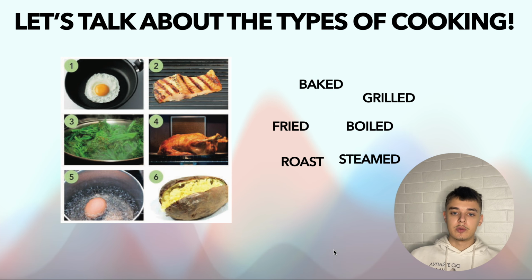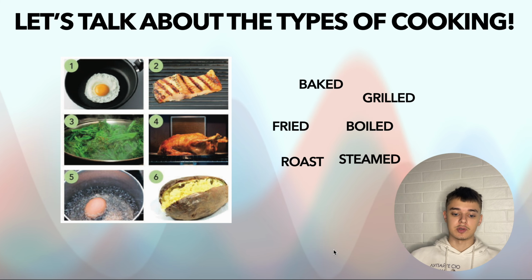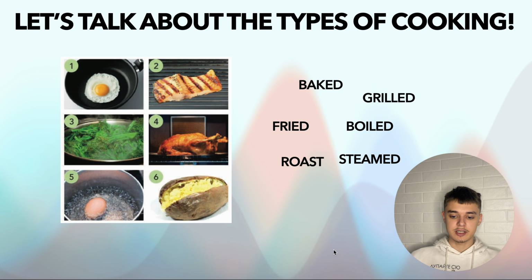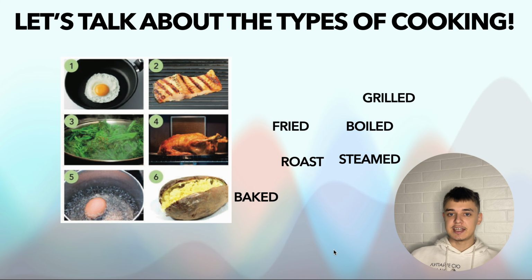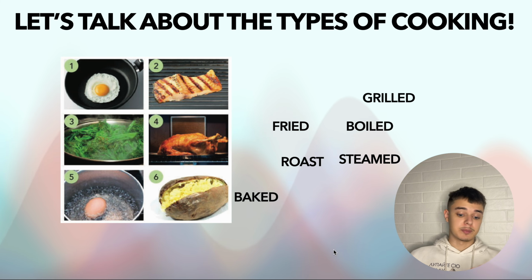In the next one, we're going to talk about the types of cooking. So you can see 6 pictures. Please think of what kind of cooking is used here and put it next to it. Okay, ready? So let's see. The potato is baked. Usually we use the word baked for something that is sweet or for some vegetables like potatoes.